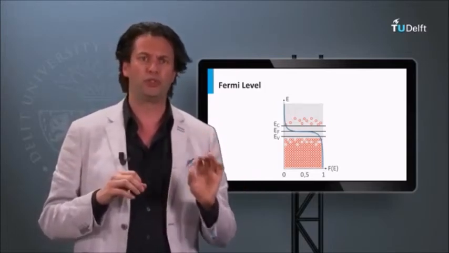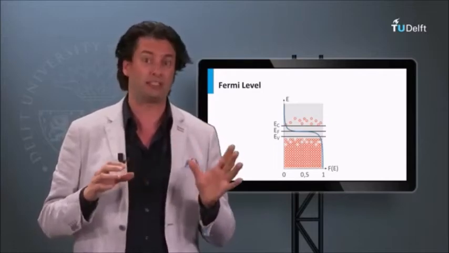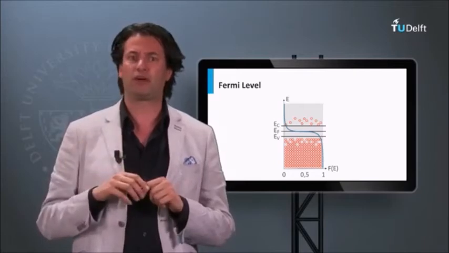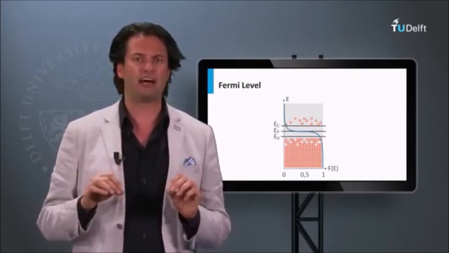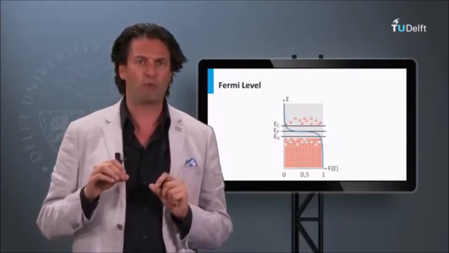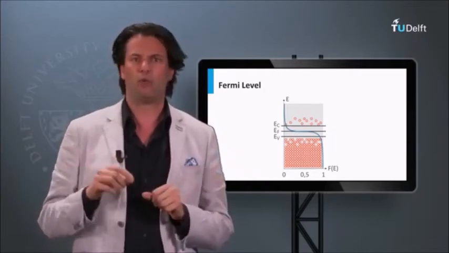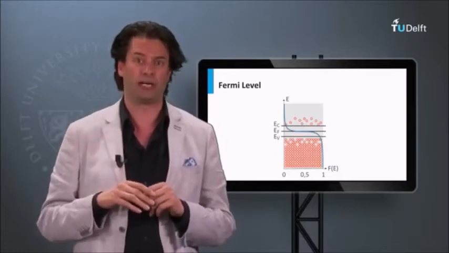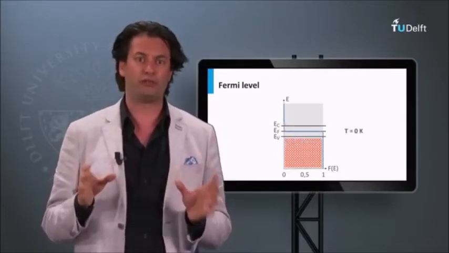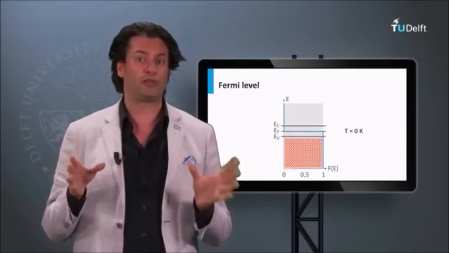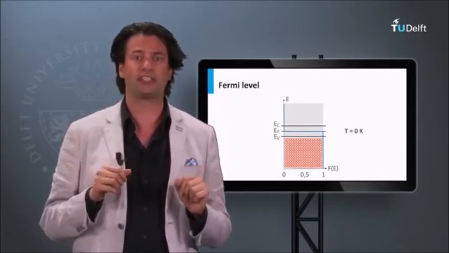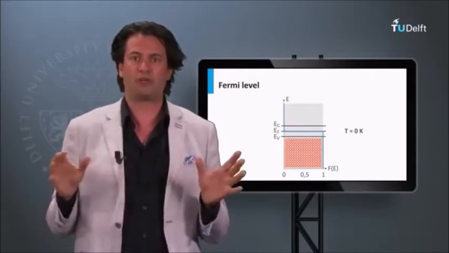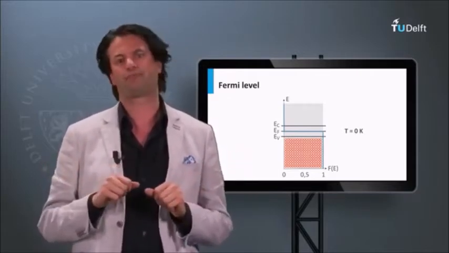So the real distribution of electrons over the two electronic bands becomes more complicated. In general, the Fermi-Dirac function shows that the energy levels in the conduction band have a low probability to be occupied, while the energy levels in the valence band have a high probability to be occupied. At absolute zero, a temperature of 0 Kelvin or minus 270 degrees Celsius, all electrons fully occupy the valence band. The semiconductor material is not conductive.